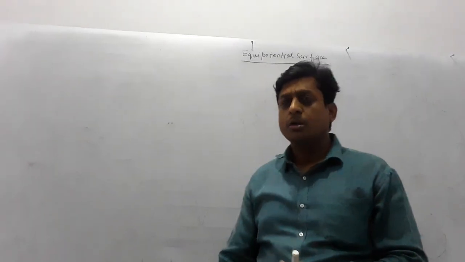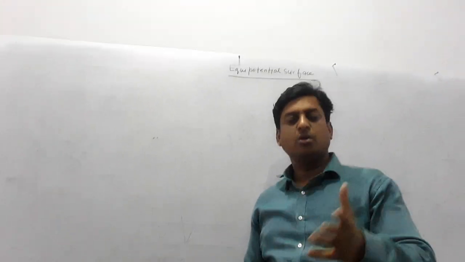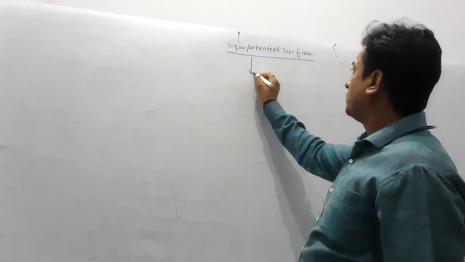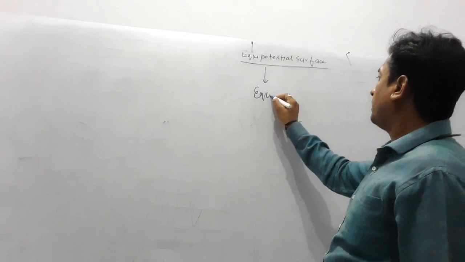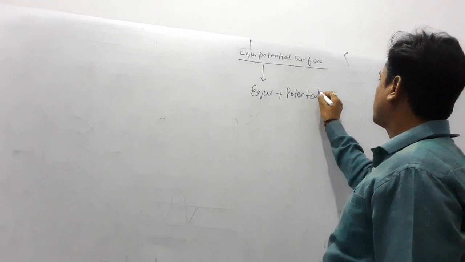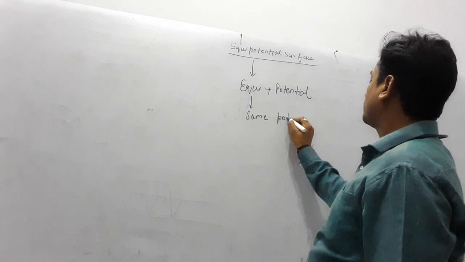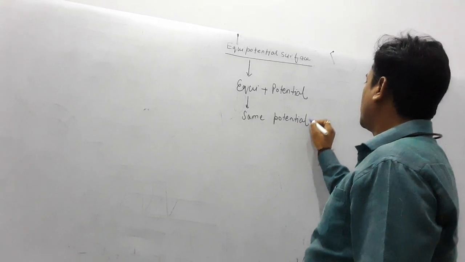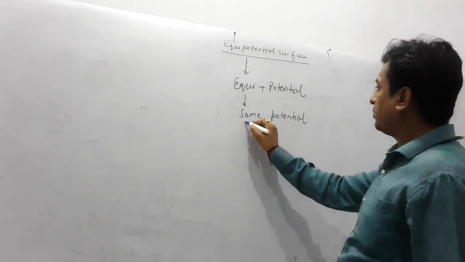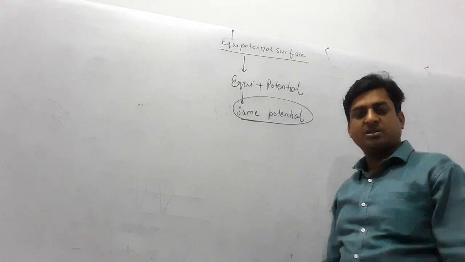Today I am going to tell you about a very important topic. The name of the topic is equipotential surface. So now please listen carefully. The word equipotential consists of two parts: equi plus potential. Equi means same. Potential. That means I am talking about that type of surface over which at every point the potential is the same. So that type of surface is called an equipotential surface.